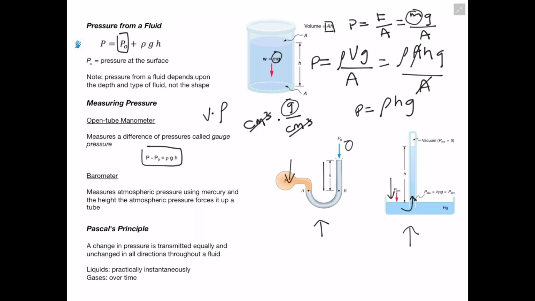So basically, when we have a fluid and we change pressure, that change is going to be equally distributed throughout the fluid. With liquids, this is going to be practically instantaneous, but with gases, it's going to take a little bit of time. But eventually, this is going to be distributed equally throughout that fluid.